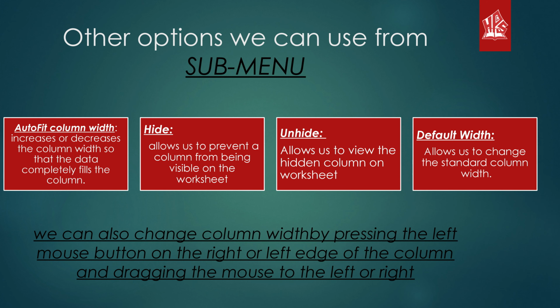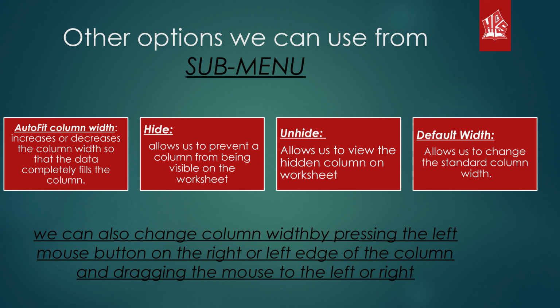Similar to changing row height, we also have some other options from the submenu in changing column width. Those sub-options are AutoFit Column Width, Hide, Unhide and Default Width features. Starting with AutoFit Column Width, it increases or decreases the column width so that the data completely fills the column. Hide allows us to prevent a column from being visible on a worksheet. Unhide allows us to view the hidden column on a worksheet. Default Width allows us to change the standard column width.